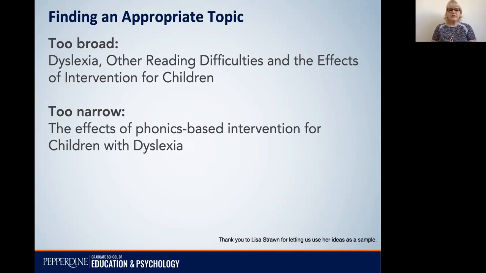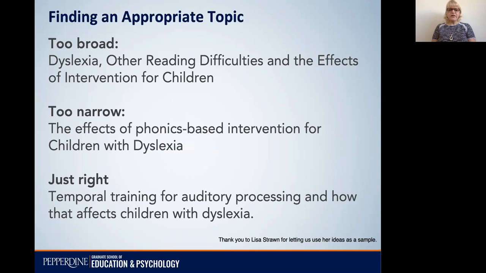Then she narrowed it down, not just focusing on dyslexia, where you can see the first one, she was going to address dyslexia as well as other reading difficulties, and the effects of various interventions. Now she found that the effects of phonics-based intervention for children with dyslexia might be a little too narrow. She couldn't find enough research.